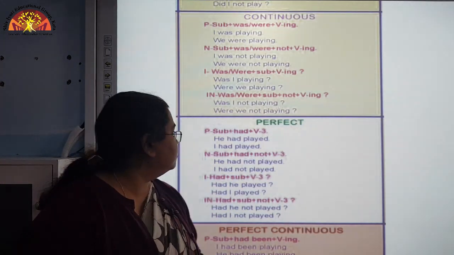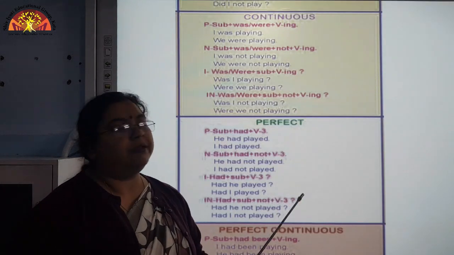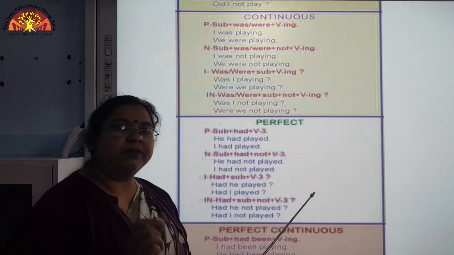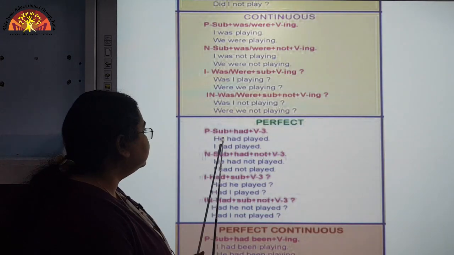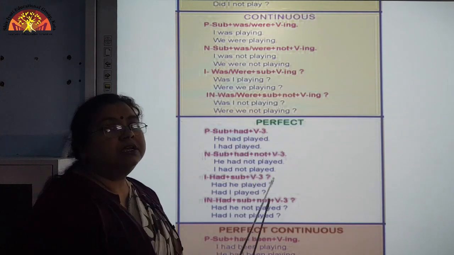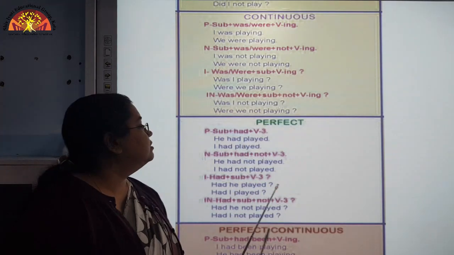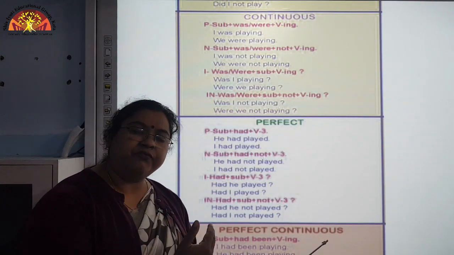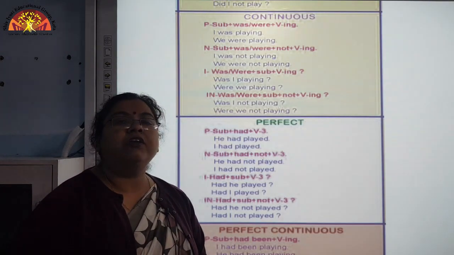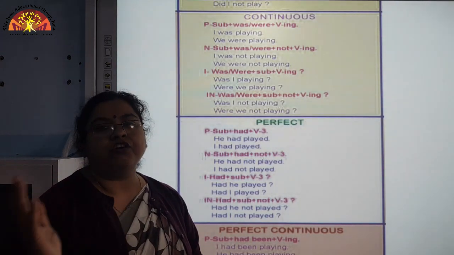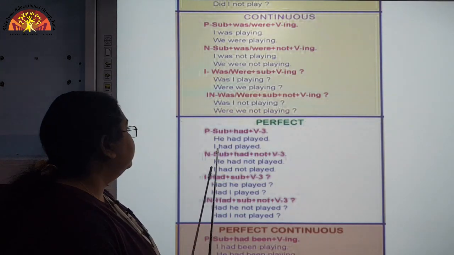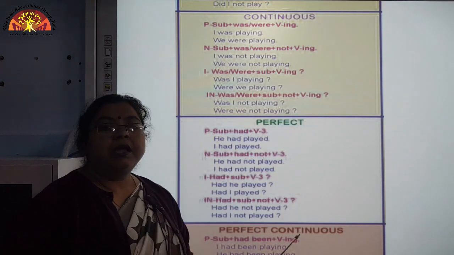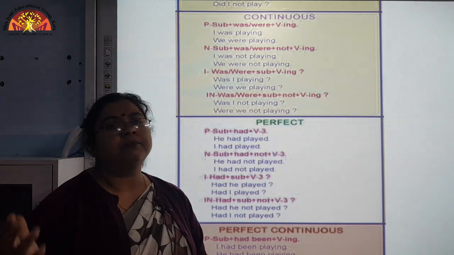So, here the structure will be subject plus had. This is the helping verb we are going to use here. Subject plus had plus third form of the verb. Again, always in perfect tense, whether it is present perfect, past perfect or future perfect, we will always use the third form of the verb. So, here: he had played, I had played, she had eaten her meal.